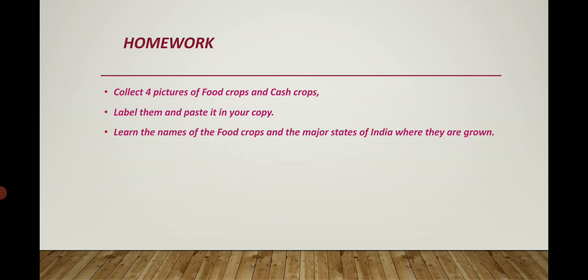Now your homework. Your homework will be to collect 4 pictures of food crops and 4 pictures of cash crops. You are going to stick them in your copy and label them. That means you are going to write down below which food crop or which cash crop it is, and you will learn the names of the food crops and the major states of India where they are grown.